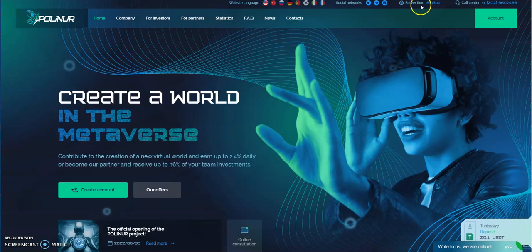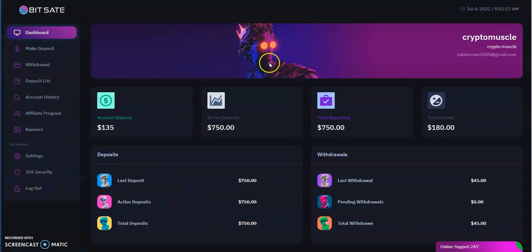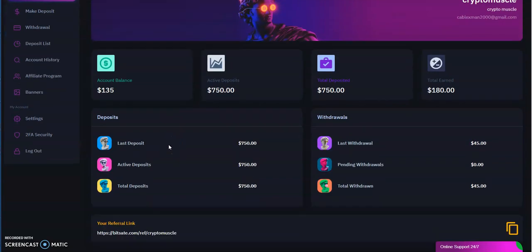Let's go take a look inside now. I put in 750, and with that I now have a 135 balance. This would probably be my second withdrawal. I think my first withdrawal here I did $45. Let's see if they show account history. Let's take a look at withdrawal history. I think I've only done it once.